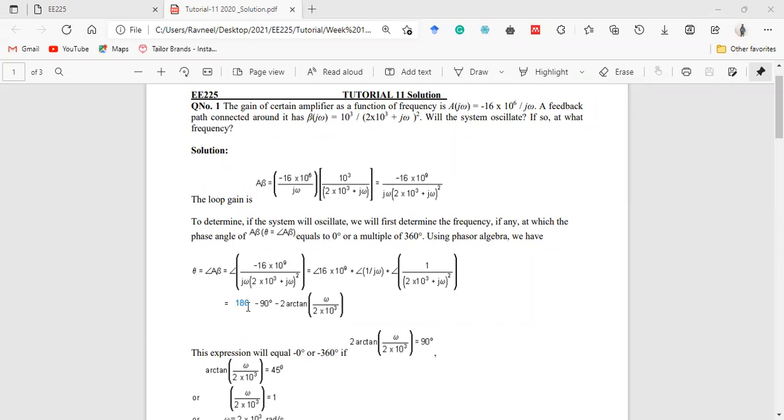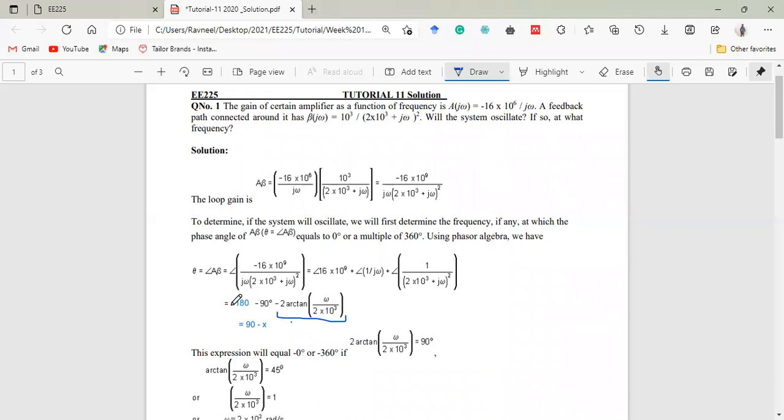basically that will be 0 is equal to 180 minus 90 degrees. That is going to be 90 degrees. Okay. So write it over here, that is going to be equivalent to 90 degrees minus x, right? In that particular case, the x is this whole term over here, the angle value that we have for this whole term. And then we can take this particular x value to the other side. In that case, we'll be left with 2 arctan of omega upon 2 times 10 to the power of 3, which is equivalent to 90 degrees, right?